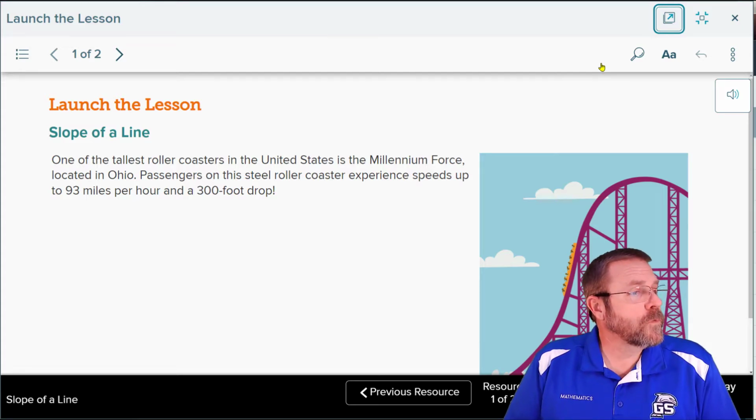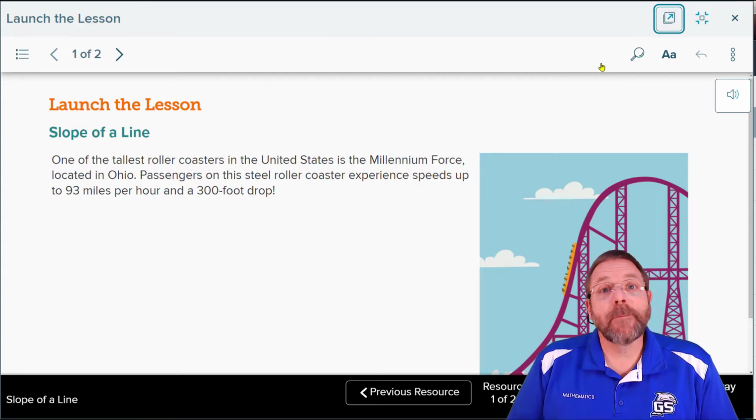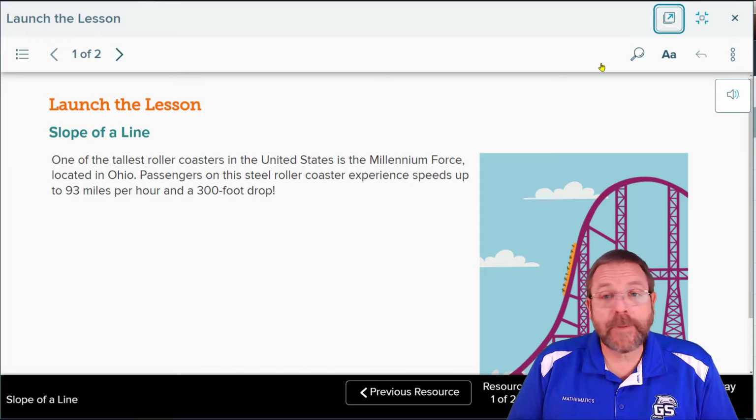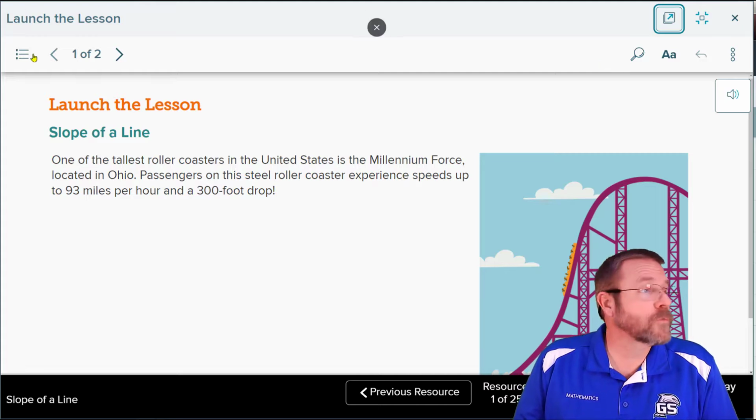One of the tallest roller coasters in the United States is the Millennium Force. Located in Ohio, passengers on this steel roller coaster experience speeds up to 93 miles per hour and a 300-foot drop. There is no way you would ever get me on that roller coaster. Not gonna happen. I don't do swing sets. I sure the heck ain't gonna do that roller coaster.